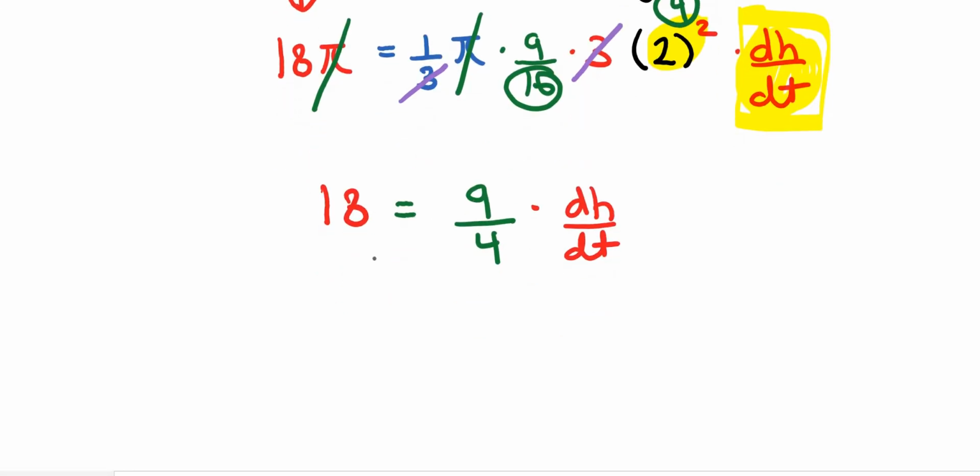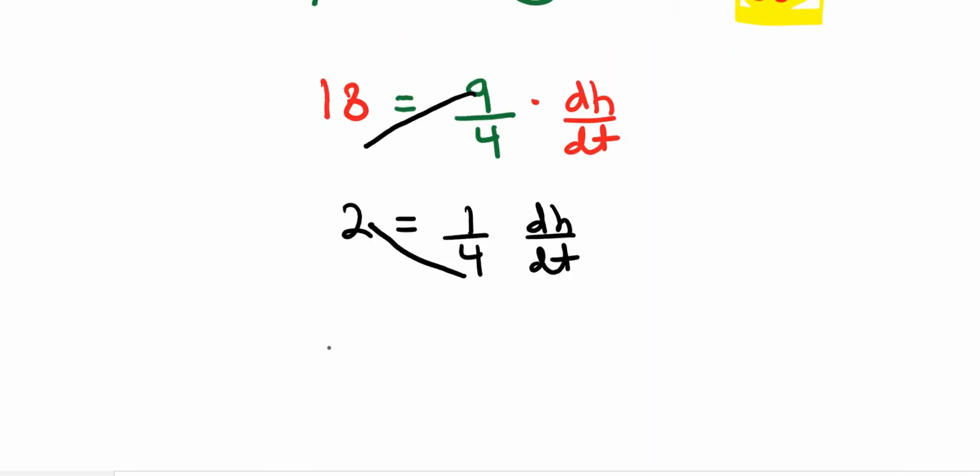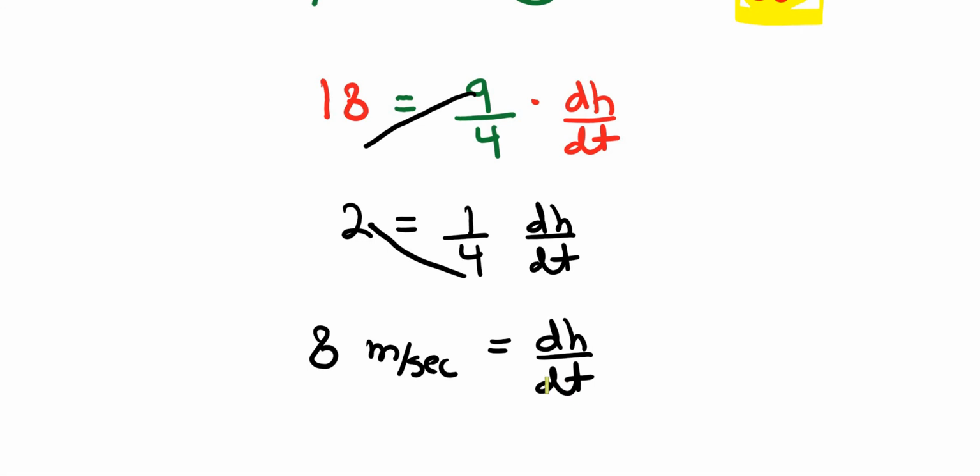If I go ahead and move the 9 down, 18 divided by 9 is going to be 2. And if I multiply the 4 by the 2, I get 8. So my final answer is 8 meters per second equals dh over dt. And just to finish off here, we check that our units line up. The denominator is in time and the height is measured in meters. So the final answer is 8 meters per second.